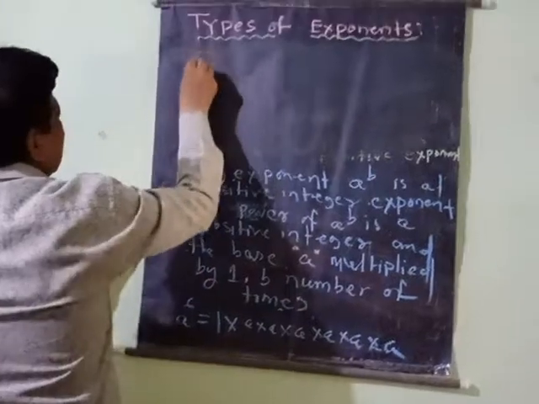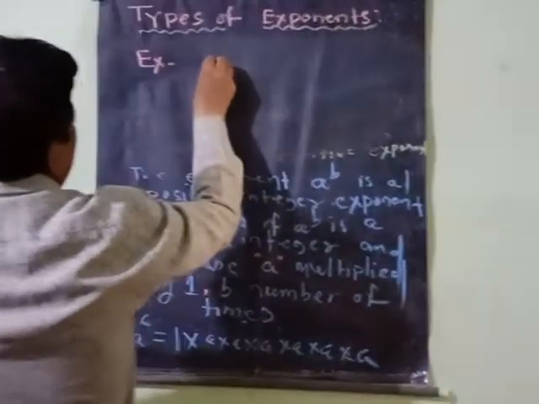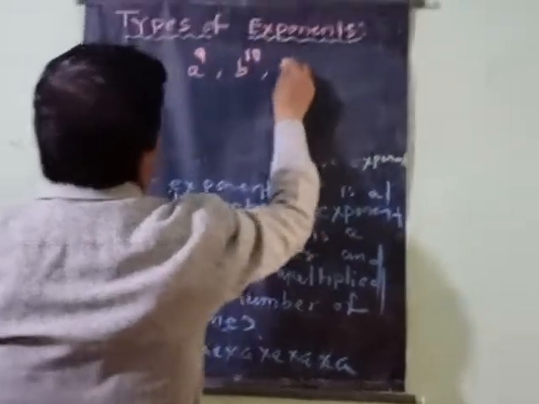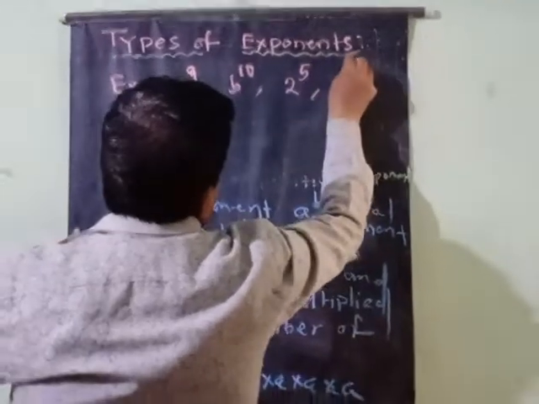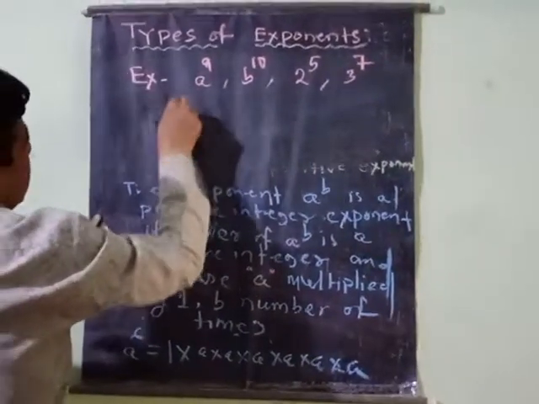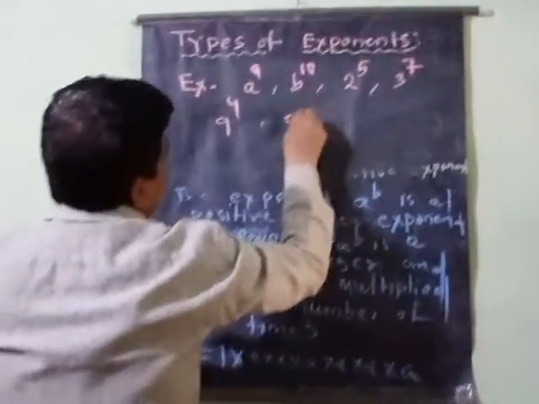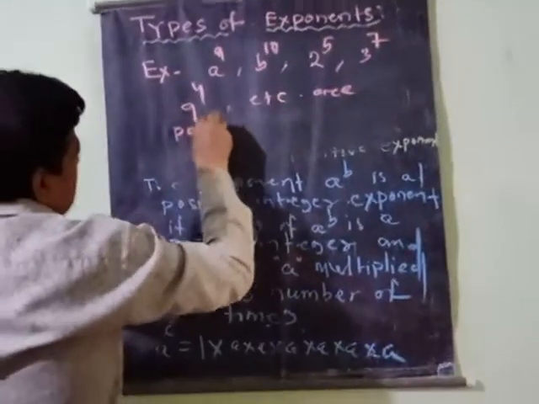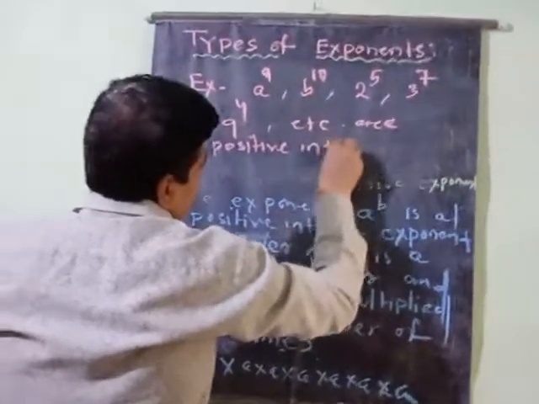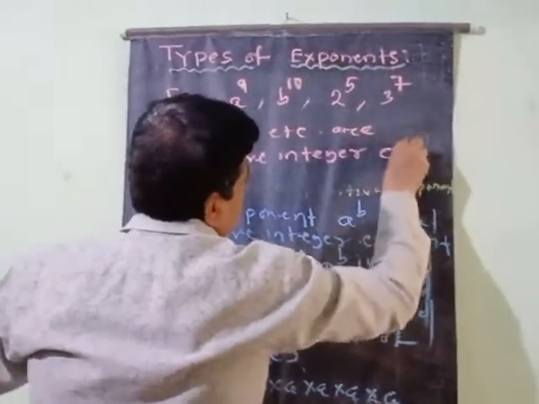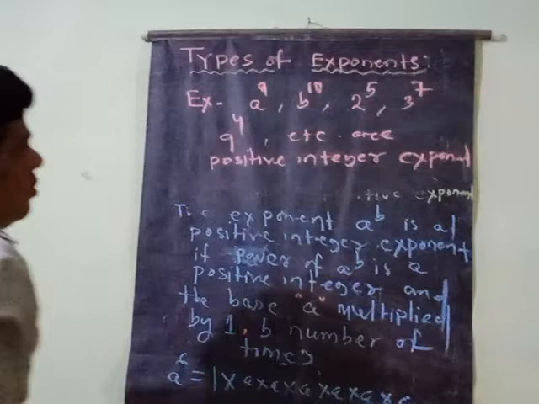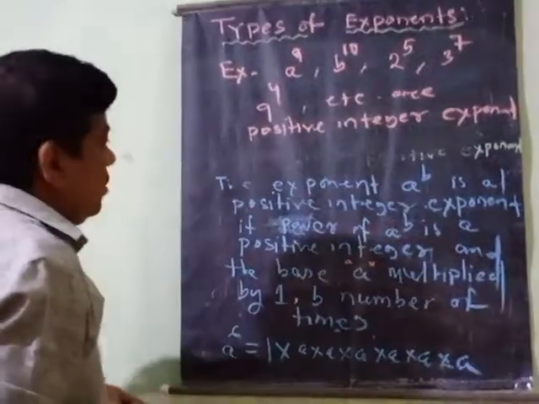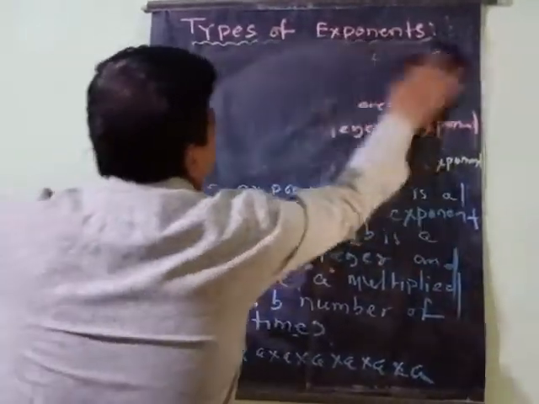So we can give so many examples of positive exponents. For example, you see a to the power 4, a to the power 9, b to the power 10, 2 to the power 5, 3 to the power 7, 9 to the power 4, etc. are positive integer exponents. The powers of the exponents are natural numbers, that is positive integers. Okay. This is one of the concepts. Then let us see about the negative exponent.